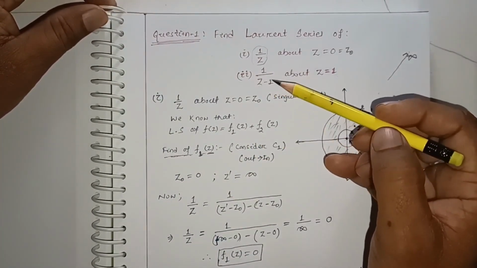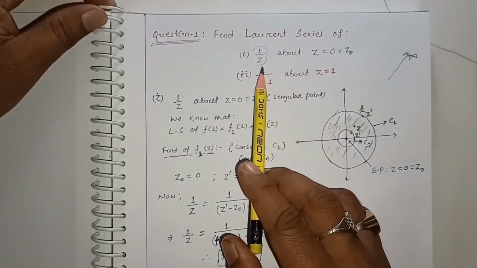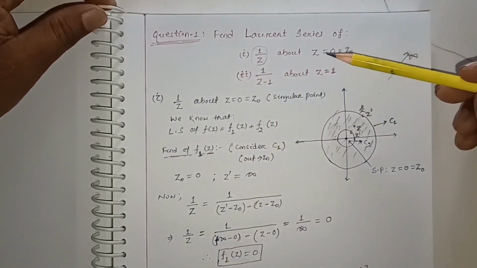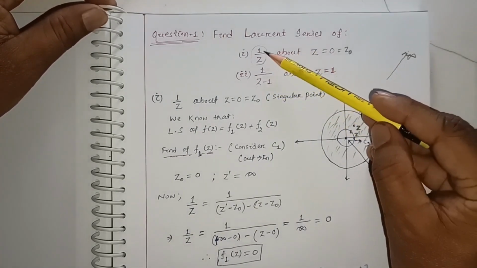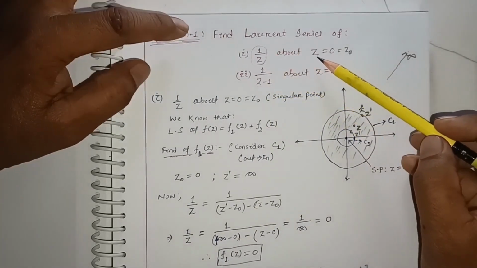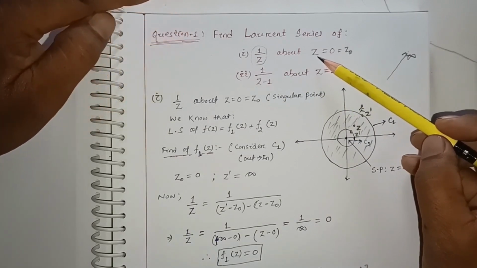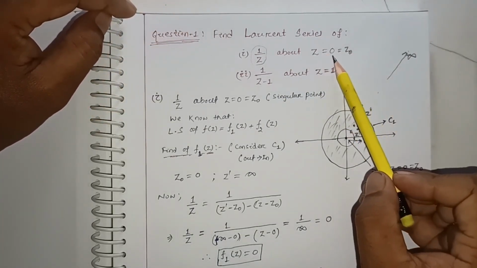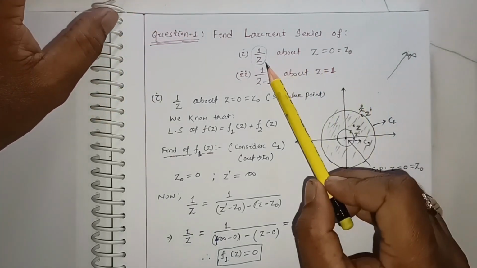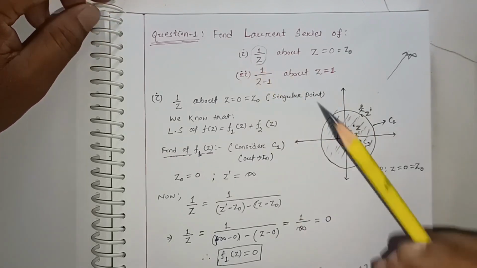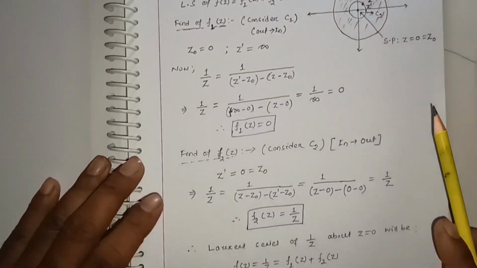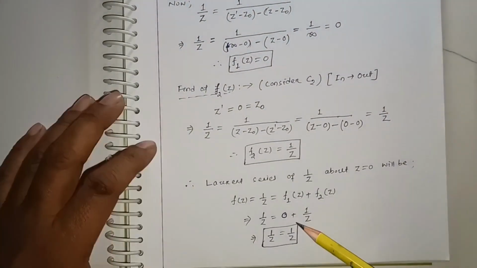In any one of these numericals, the question asks us to find the Laurent series about its singular point. Considering 1 by z as the function, we have to find the Laurent series about z equal to 0. Here z equal to 0 is a singular point, and the Laurent series about the singular point of this function is itself, equal to 1 by z.